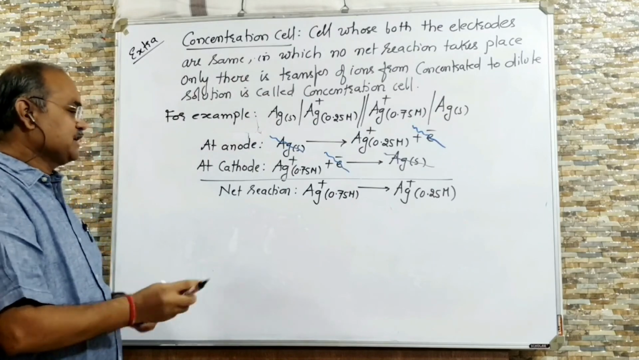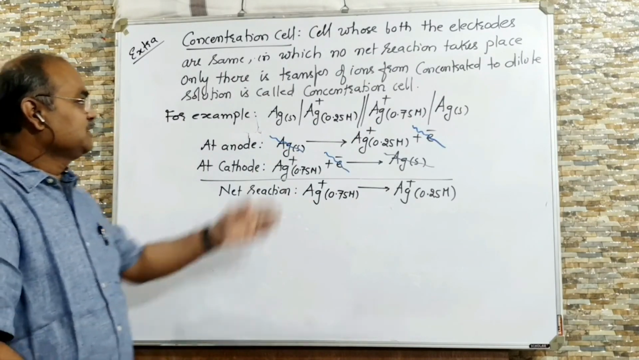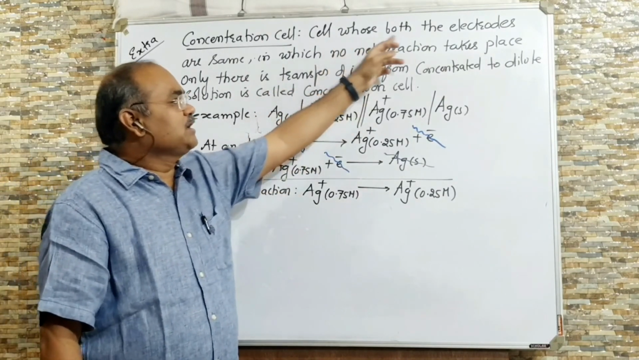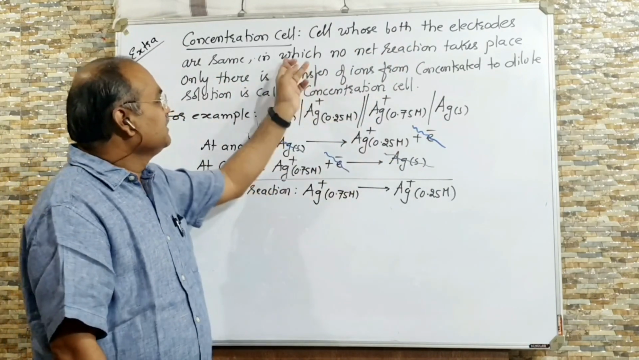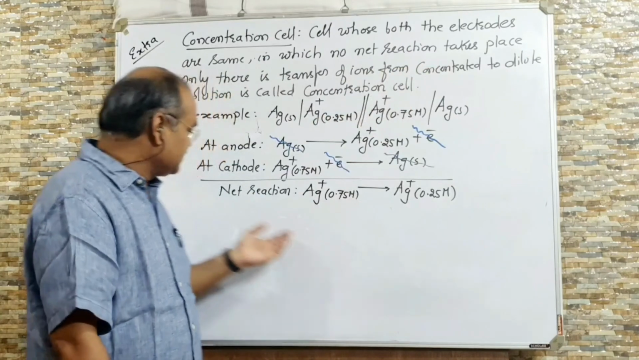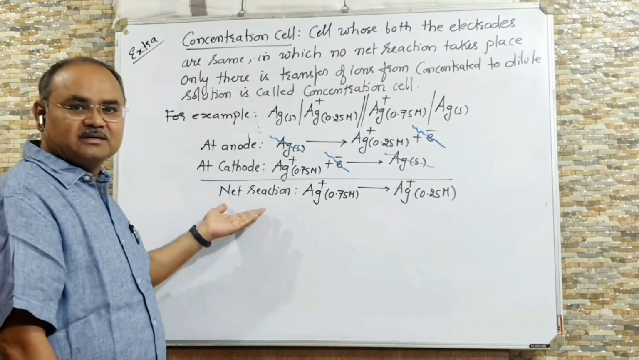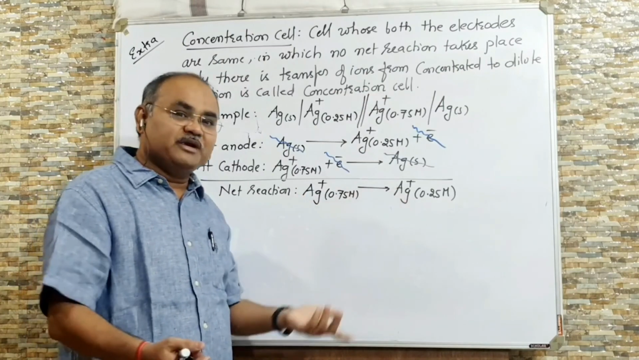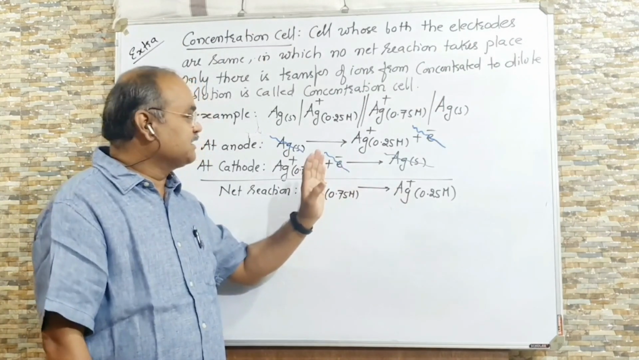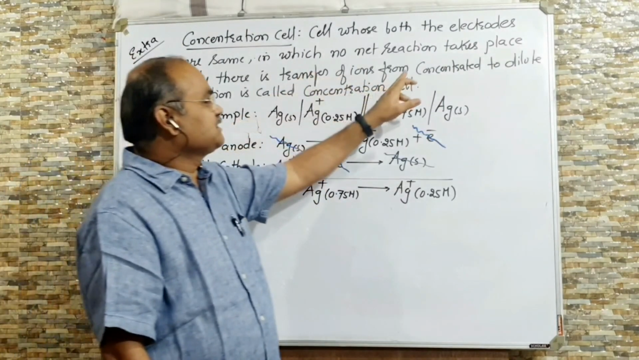So this type of cell is called concentration cell. Now you can check the definition. Cell whose both the electrodes are same. Yes, anode is silver, cathode is silver. In which no net reaction takes place. See, no reaction is taking place. If reaction is taking place, then reactant and product may be different. They are not different. Both are Ag plus ions only. So no net reaction takes place.